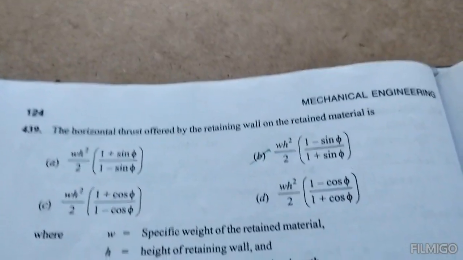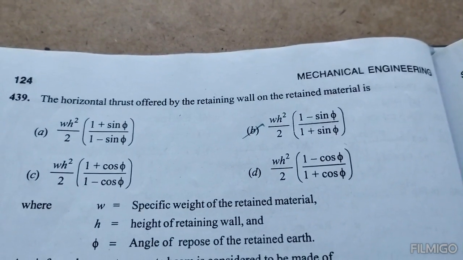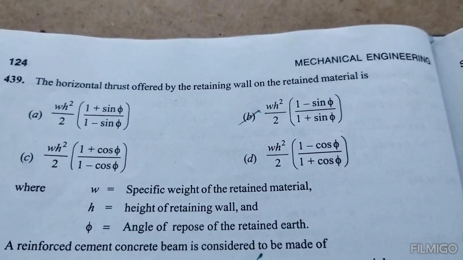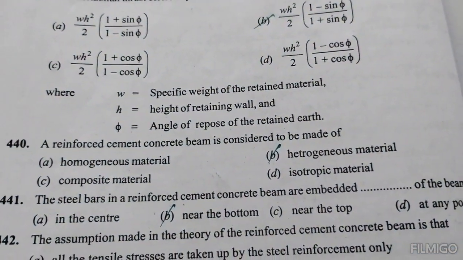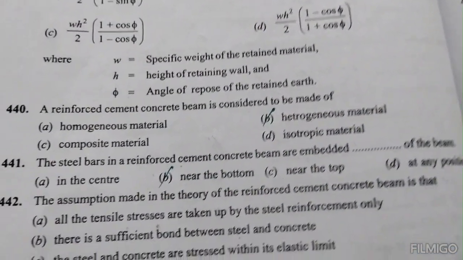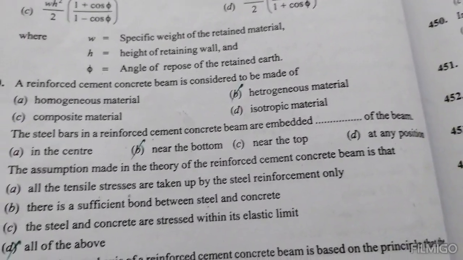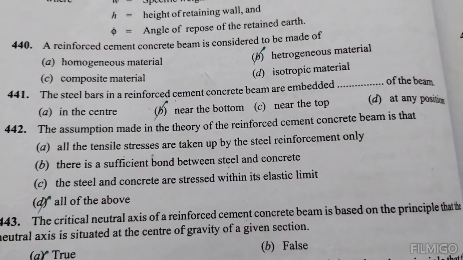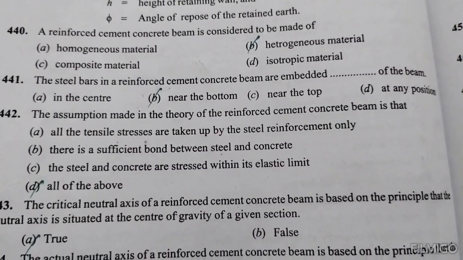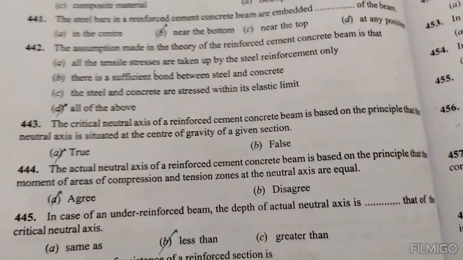The horizontal thrust offered by the retaining wall of retained material is WH square by 2, (1 minus sin phi) by (1 plus sin phi). The reinforced cement concrete beam is considered to be made up of heterogeneous material. The steel bars in a reinforced cement concrete beam are embedded near the bottom. The assumption made in the theory of the reinforced cement concrete beam is that of all of the above.